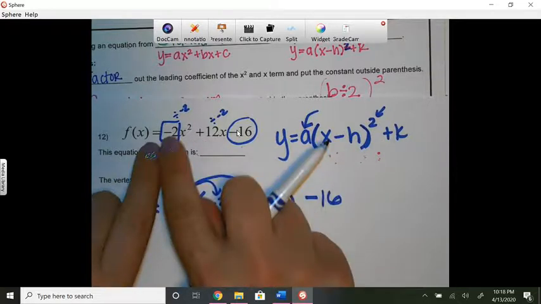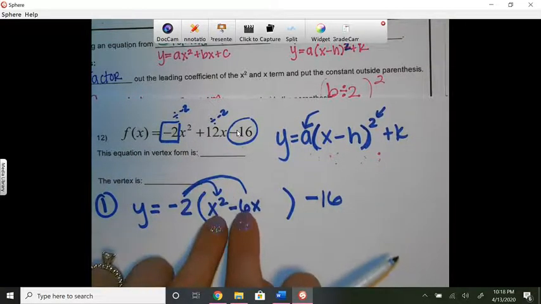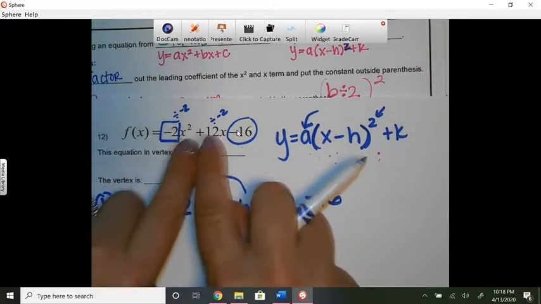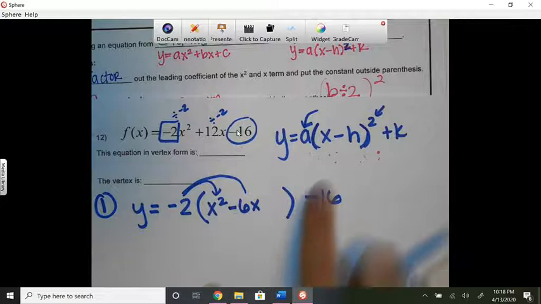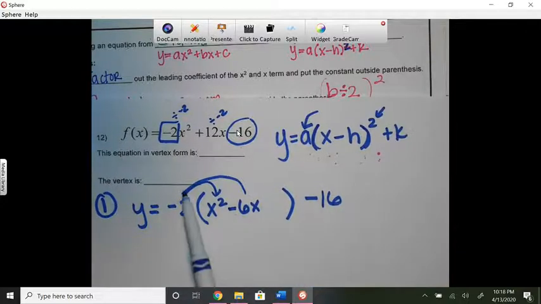So since I'm putting this in the front, I have to divide it out from here because you're going to end up multiplying it and it will make these two here. Now we're not going to do anything with the negative 16, because it's not in the parentheses. So this negative 2 is never going to distribute to it.